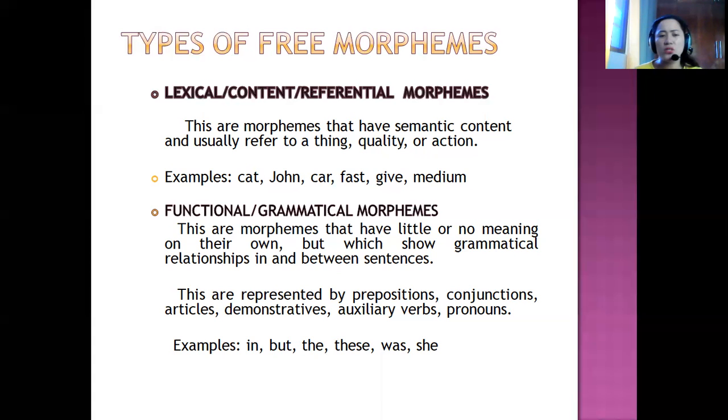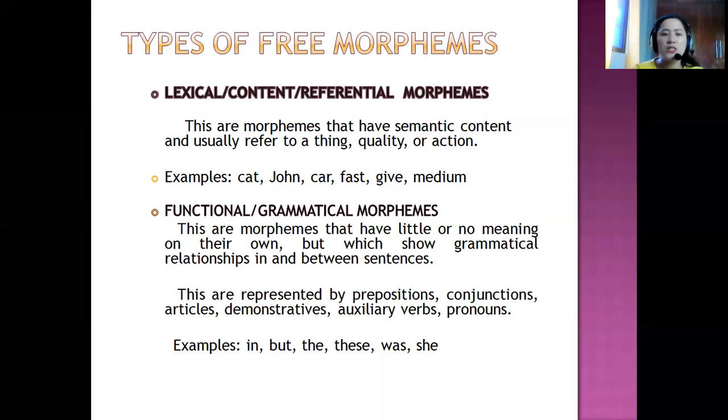Those are functional or grammatical morphemes. They function to achieve perfect grammar, or to achieve a complete thought or complete idea of the sentence. Without these functional morphemes, the complete idea in a sentence will not be achieved. So they are as important as the lexical morphemes.